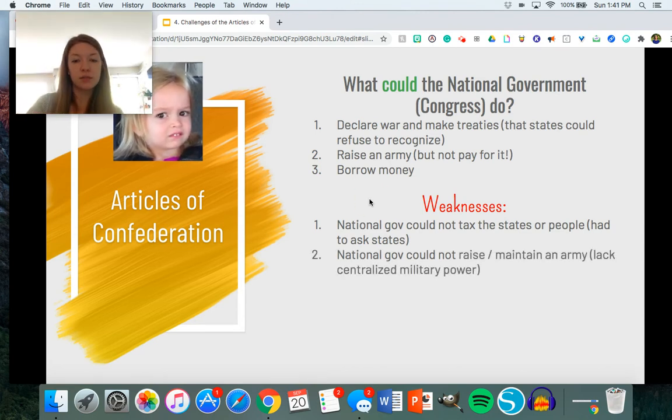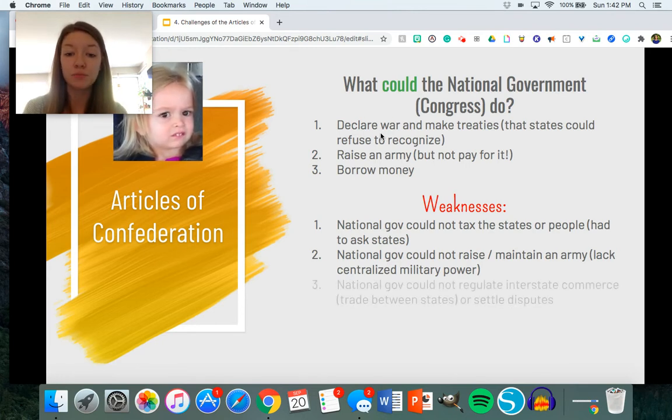Our second weakness is that the national government could not raise or maintain an army because it lacked that centralized military power, right? Technically, it could raise an army, but it can't pay for it. It's going to have to rely on the states quite a bit when it comes to the military. The states could then refuse to send troops. And as we'll see, this leads to the national government being unable to put down disputes that happen between the states. And those disputes happen quite frequently.